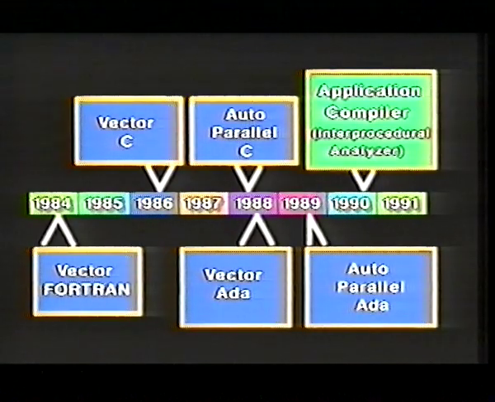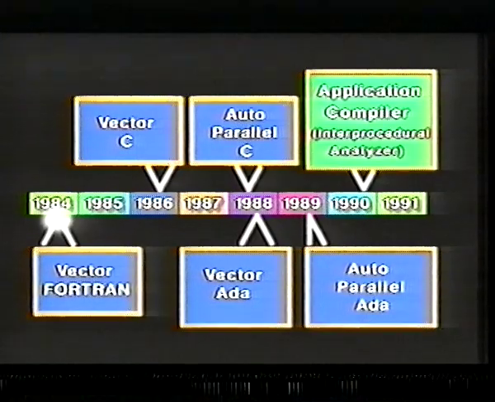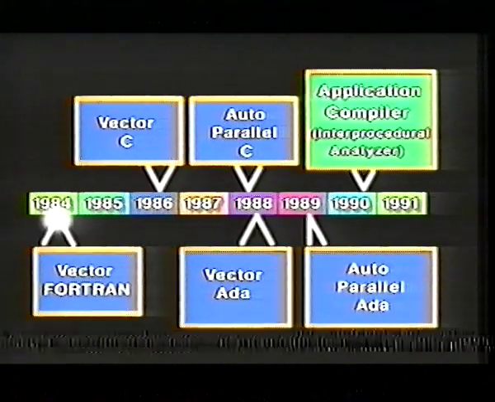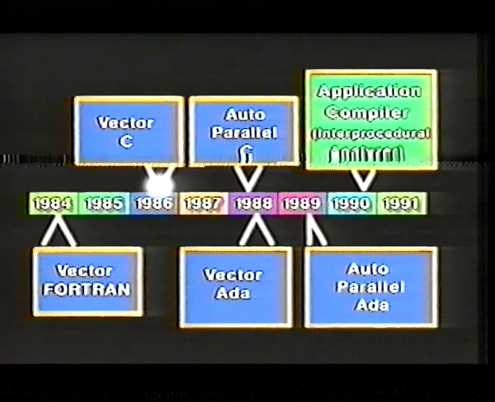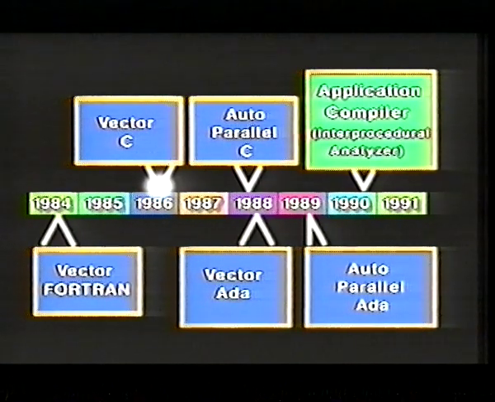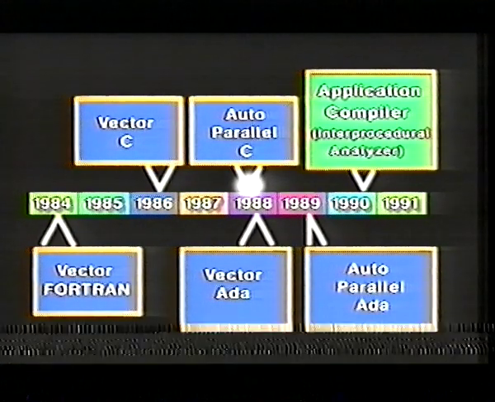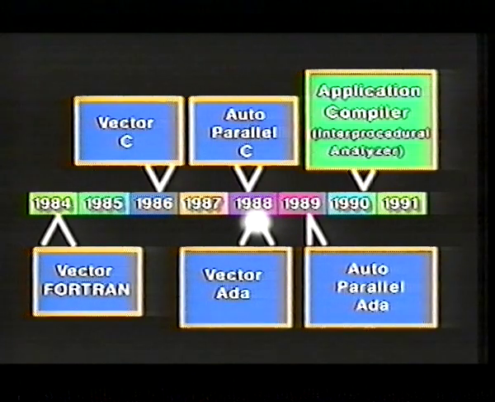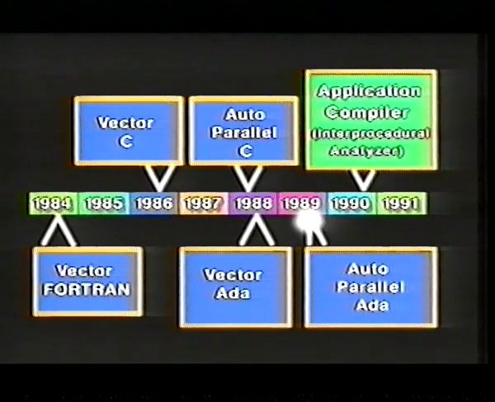Convex has a history of being first to bring unique software products to the marketplace. When Convex Fortran was introduced, it provided a level of automatic vectorization far superior to that of competing products. Convex was the first to introduce a C compiler that could perform automatic vectorization, and later the first to perform automatic parallelization as well. Convex was the first to introduce an Ada compiler that could perform automatic vectorization and subsequently automatic parallelization of loops as well.